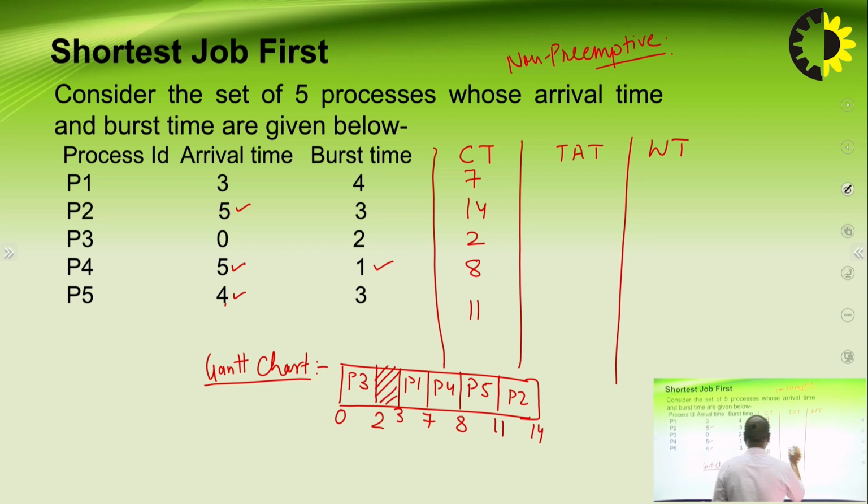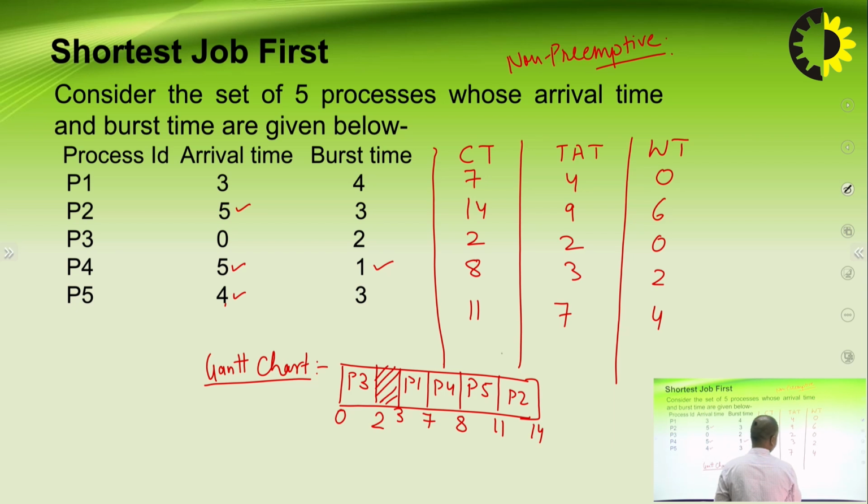Okay, now TAT is CT minus AT. 7 minus 3, 4; 14 minus 5, 9; 2 minus 0, 2; 8 minus 5, 3; 11 minus 4, 7. Okay, waiting time is TAT minus burst time. 4 minus 4, 0; 9 minus 3, 6; 2 minus 2, 0; 3 minus 1, 2; 7 minus 3, 4.